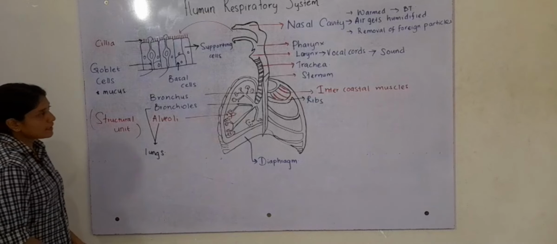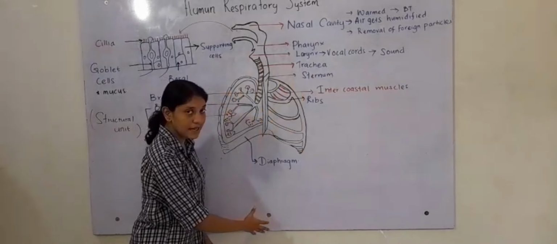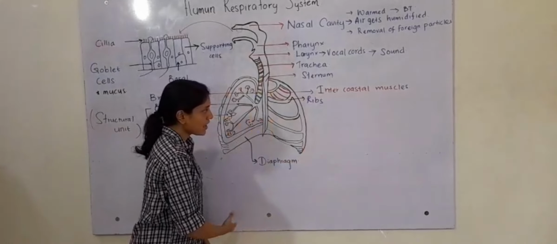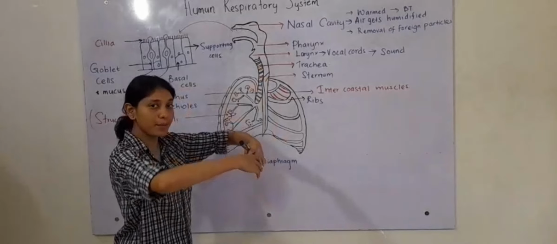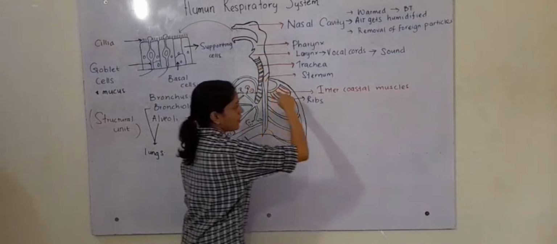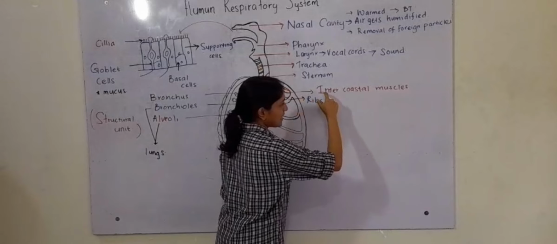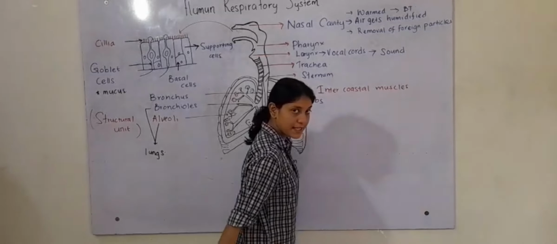Understood? Then this thoracic cavity is protected by the rib cage, and this rib cage has the sternum in front and it has the rib bones. Between the rib bones you can find the elastic muscle, that is the intercostal muscles. This is very important during ventilation.